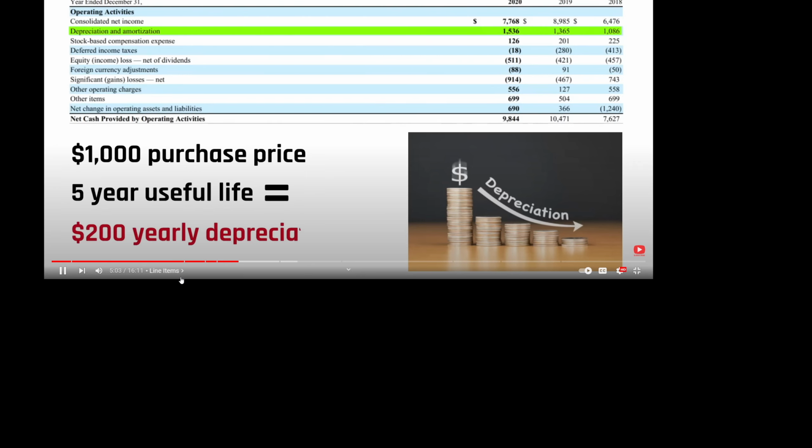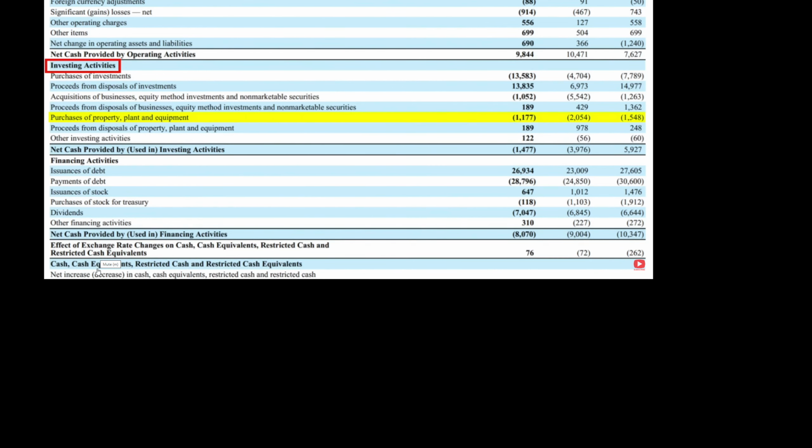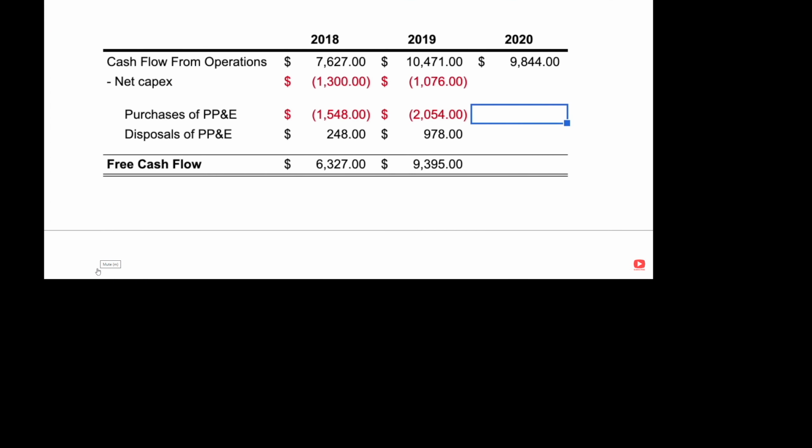However, there is one additional step we need to take in order to calculate what I refer to as net CapEx. We need to take the number for purchases of property, plant, and equipment, or PP&E for short, which was negative $1,177 in 2020. We then need to take the number for proceeds for disposal of property, plant, and equipment and add it to the negative $1,177 number. This is because we want to get to the true amount Coca-Cola spent on CapEx in any given year. So for 2020, we take the negative $1,177 for purchases of property, plant, and equipment and add back $189 for disposal of PP&E to arrive at a net CapEx number of negative $988.